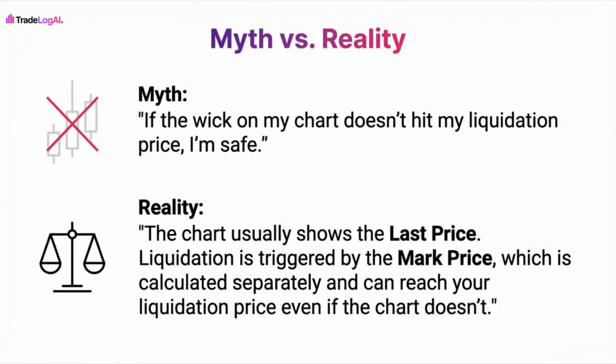Here's the most common misunderstanding. Myth. If the wick on my chart doesn't hit my liquidation price, I'm safe. Reality. Most charts are showing the last price, the most recent trade on that exchange. But liquidation is triggered by the mark price, and mark price is calculated separately from a broader reference, so it can reach your liquidation level even if the chart's wick never does. So the rule is simple. Don't trust the wick alone. Track the mark price when managing liquidation risk.